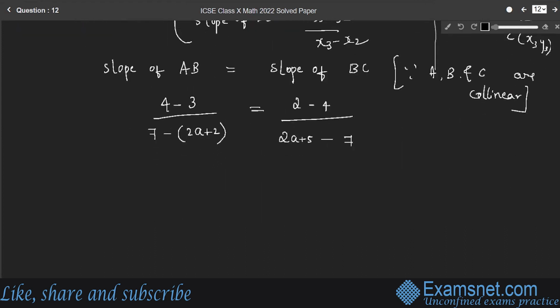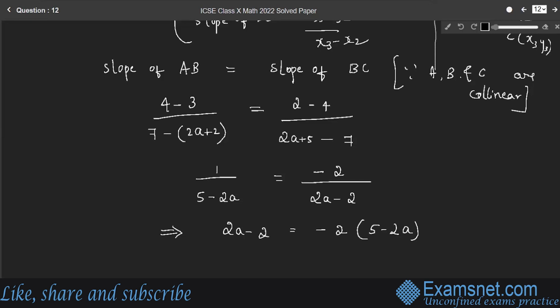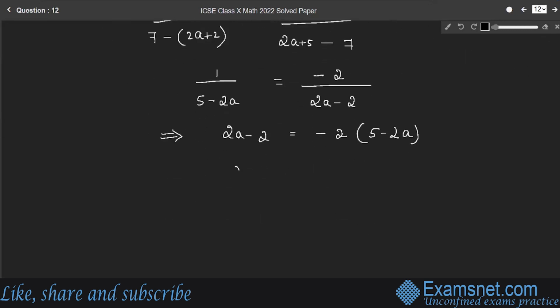Simplify it, right? So 4 minus 3 is 1. Then 7 minus of plus is minus. So 7 minus 2 is 5 minus 2a, is equal to minus 2 divided by 2a plus 5 minus 7. So it becomes 2a minus 2. Therefore, 2a minus 2 is equal to minus 2 into (5 minus 2a), right? Therefore, 2a minus 2 is equal to minus 10 plus 4a.